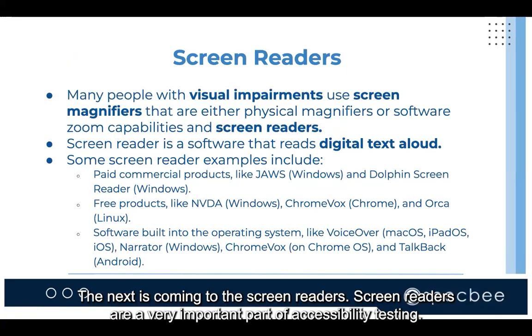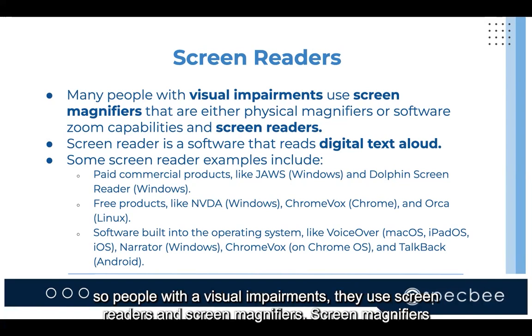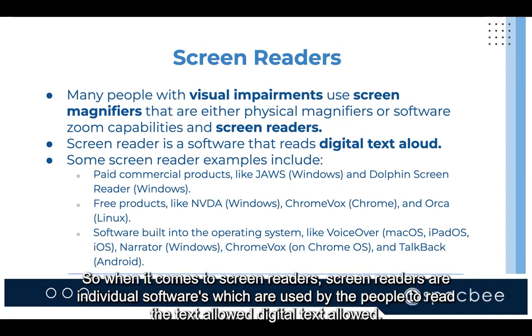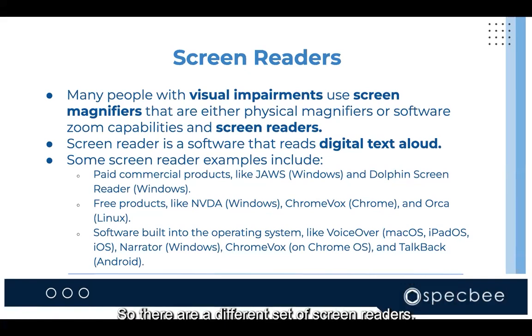The next is coming to the screen readers. Screen readers are a very important part of accessibility testing. People with visual impairments use screen readers and screen magnifiers. For screen magnifiers, the zoom levels are normally used within the browser itself. Screen readers are individual software which are used by people to read digital text aloud.